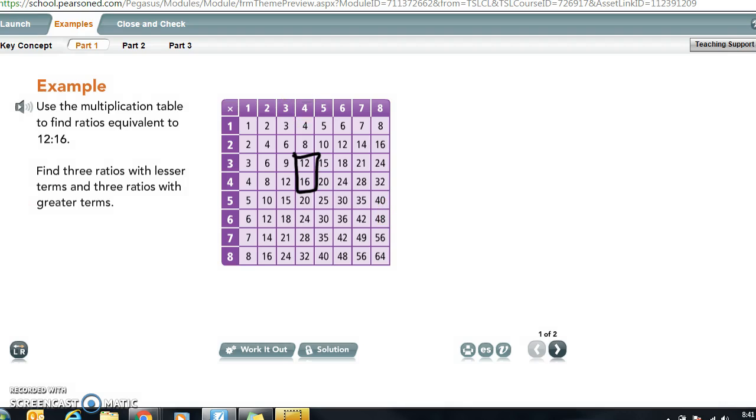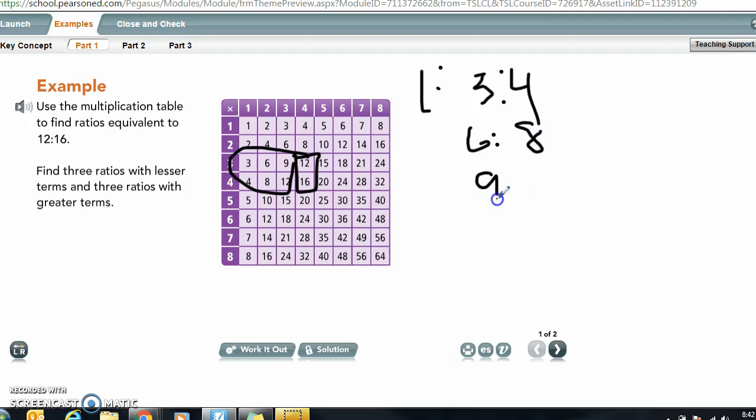Okay, so when I go through, I know that anything to the left will be lesser terms. So I'm going to go ahead and write L for lesser. I know that I could have 3 to 4. I know that I could have 6 to 8. And I know that I could have 9 to 12. Okay, because 3 to 4, 6 to 8, 9 to 12, they're all in the same rows as 12 to 16.